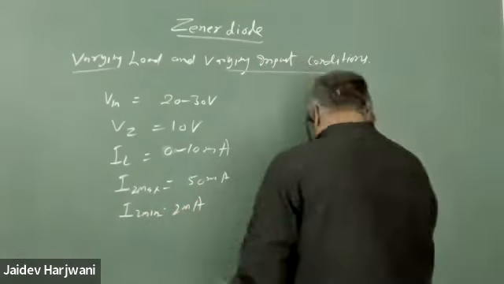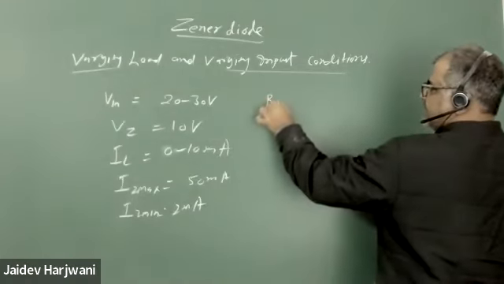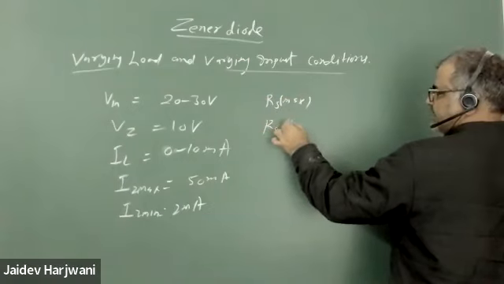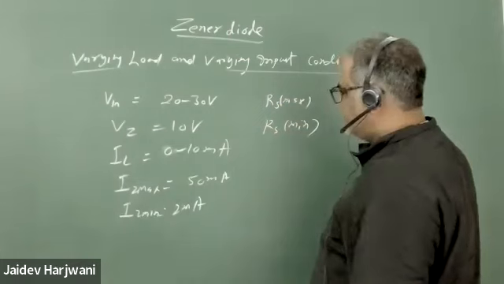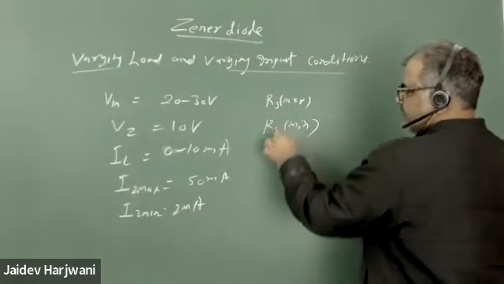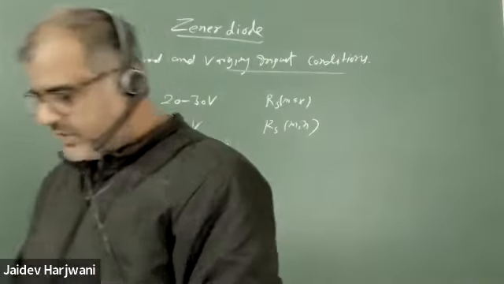Now you have all the information, you can find what is RS max and you can find what is RS minimum. I want to design a regulator with these things. So what should be the criteria for RS? I want to know the upper and lower limit of RS. Calculate and tell me.